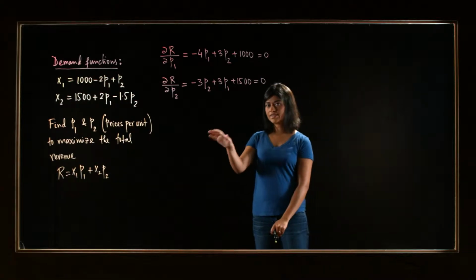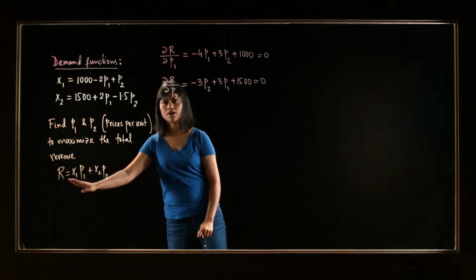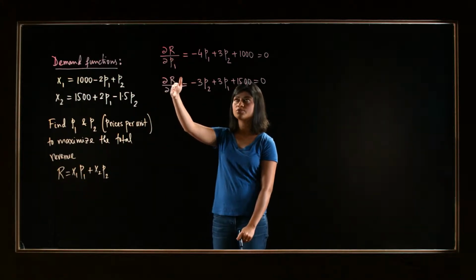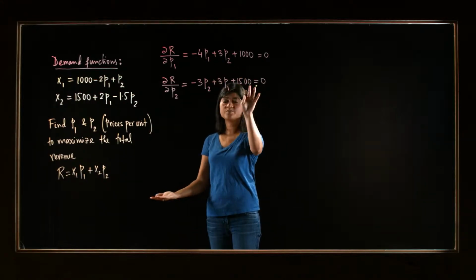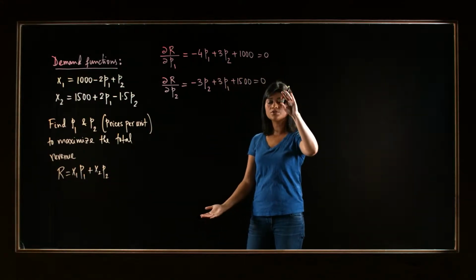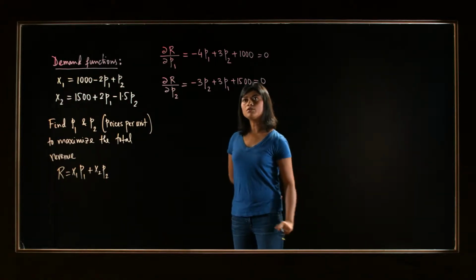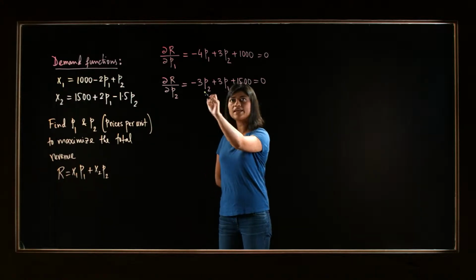So recall in the last video, we are trying to find the critical number for our function r. And we have computed the first partial derivatives of r with respect to p1 and p2. And these are our expressions. You have to set them equal to 0 and then solve for p1 and p2. Now to solve, look at the two equations and look at the second one.